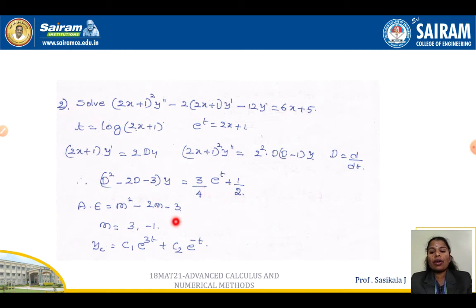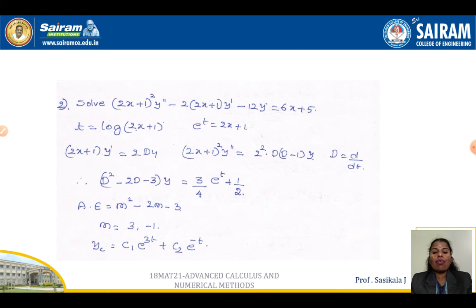Okay, so now what you will get, the auxiliary equation is m square minus 2m minus 3. So m will be 3 comma minus 1. By the factorization method, it will become 3 and minus 1. So now you can go with the complementary function. It is the first case, isn't it? 3 and minus 1 as the first case. So the complementary function is c1 e power 3t plus c2 e power minus t.